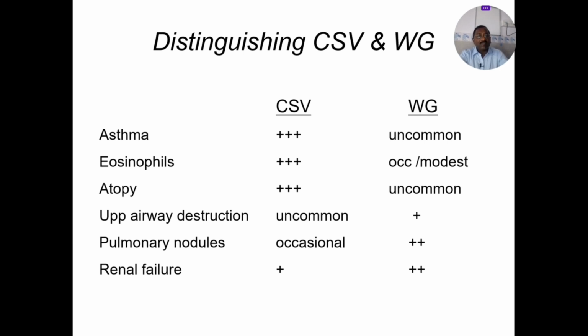Upper airway destruction is uncommon here, but in Wegener's granulomatosis it is very common in the form of sinus perforation or sinus destruction or in chronic sinusitis. Pulmonary nodules are very common in Wegener's granulomatosis because it involves both the upper respiratory tract and the lower respiratory tract. And renal failure is very high in the Wegener's granulomatosis. Okay.